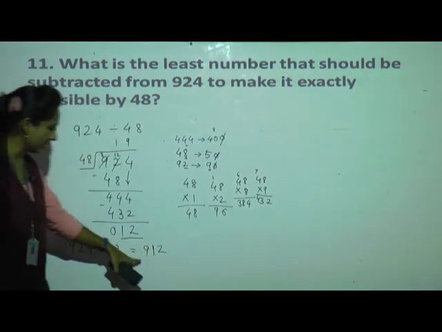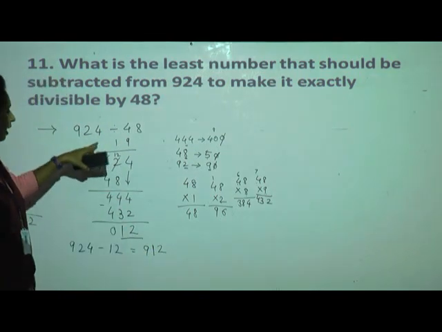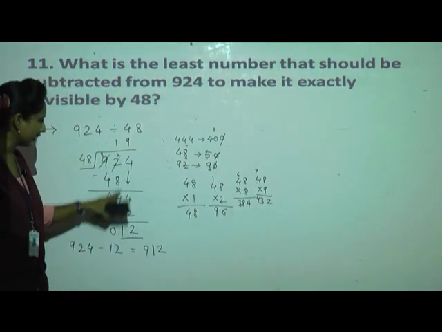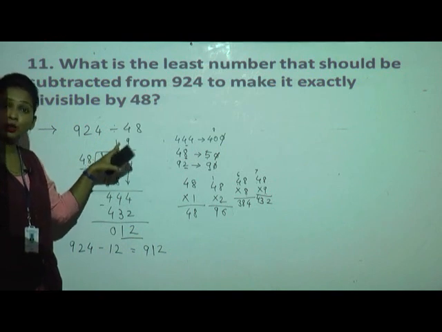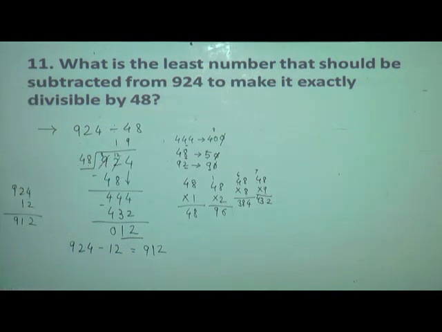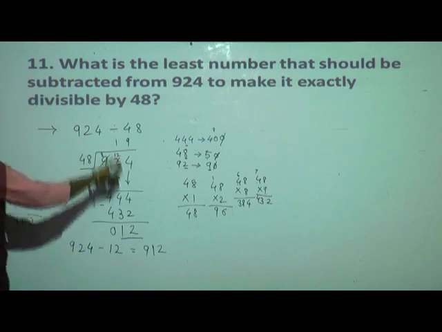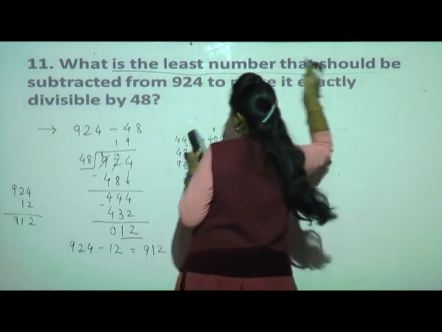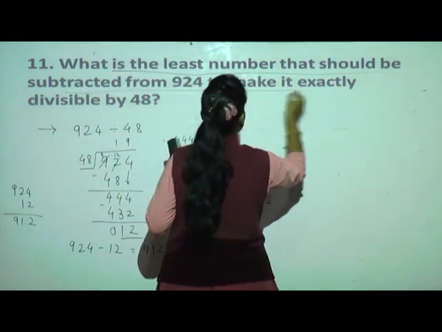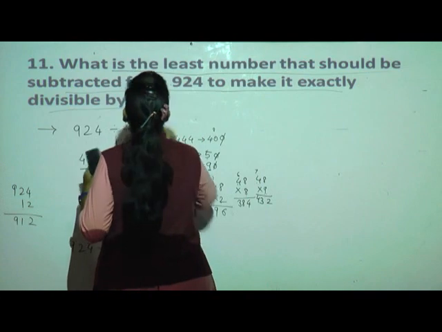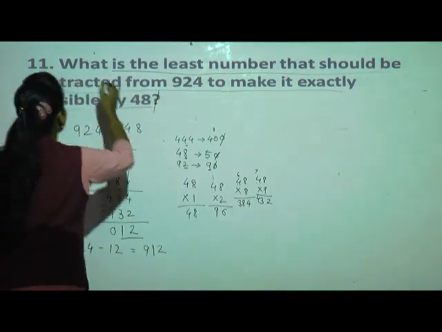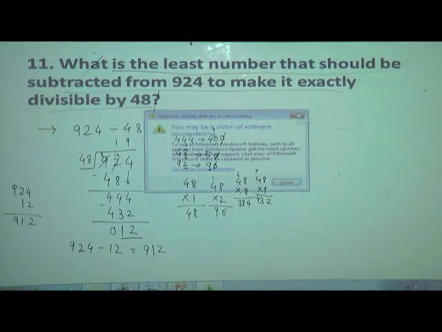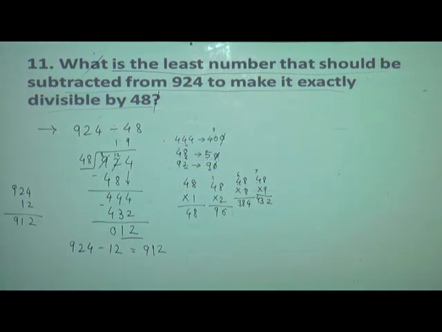Now if we suppose 912, if you divide by 48, you will get exactly 19 quotient. Are you getting it? So 12 is the least number that should be subtracted from 924 to make it exactly divisible by 48, full stop. Are you getting it? In this way, you are going to write the statement of this question. Are you getting it, students?